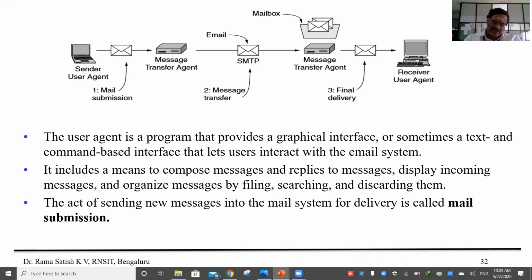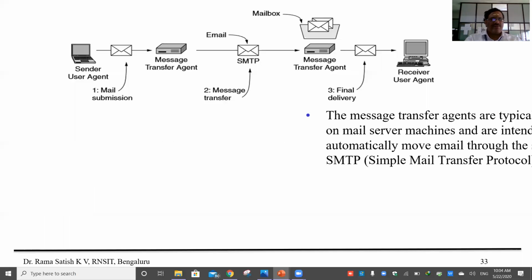This entire process of sending a new message to the mail server for delivery, we call it mail submission. When you click the send button, what happens? The mail will be sent to the mail server. The mail server will find the recipient mail server, and whatever mail you have sent will be transmitted to it. And finally, once the recipient opens his inbox, all those messages will be displayed, and he can start reading the mail. So that is what we have.